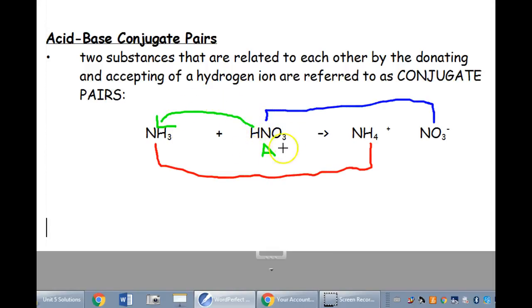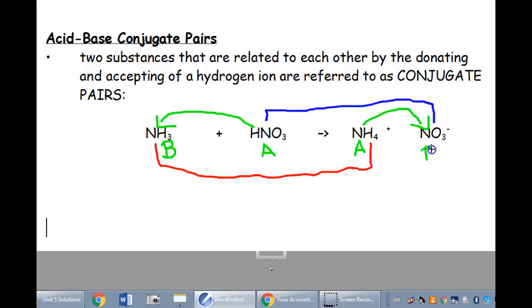Conversely, who is that nitric acid donating its proton to? It's donating it to ammonia. That makes ammonia a base, being the proton acceptor. Now, if I were to look at this reaction in reverse, as though these were the reactants, then it would appear that ammonium is donating a proton to nitrate. And if it's a proton donor, that makes it an acid. And my nitrate has to accept a proton because it doesn't have a proton to donate, and so that makes it a base.